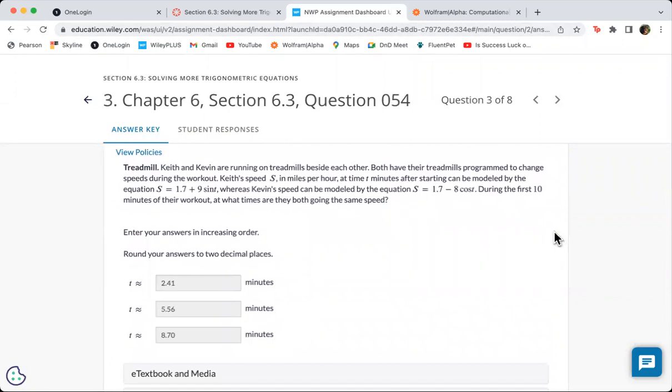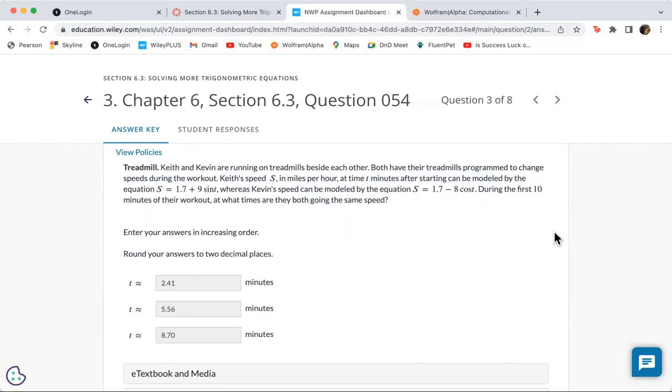So here's a treadmill problem. This is thinking way too much about treadmills, but here's an equation. Keith's speed can be modeled by the equation, whereas Kevin's speed can be modeled by the equation. During the first 10 minutes of their workout, at what times are they both going the same speed? I don't know why they're regulating their speed so carefully, but it's not important. When are the speeds the same?